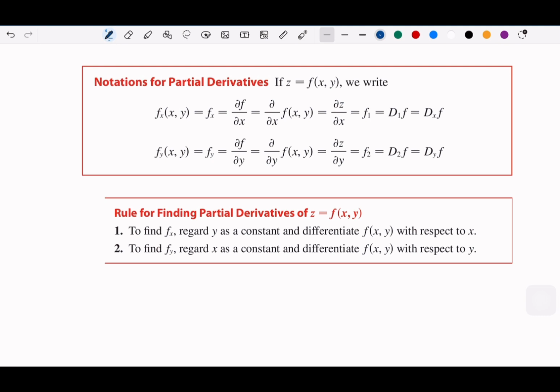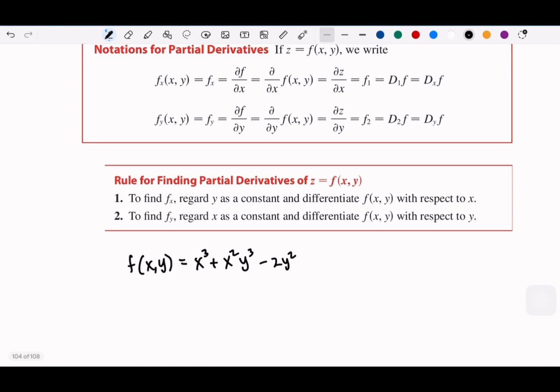I'm just using the example here. For example, if we have f(x, y), let's just define this as x cubed plus x squared y cubed minus 2y squared. And if we want to find the partial x, it means we are going to derive all these components with respect to x. And we are going to treat variable y as a constant, which means this will be 3x squared, and this will be 2x, and y cubed we keep as a constant. This is y cubed. So we can write then.